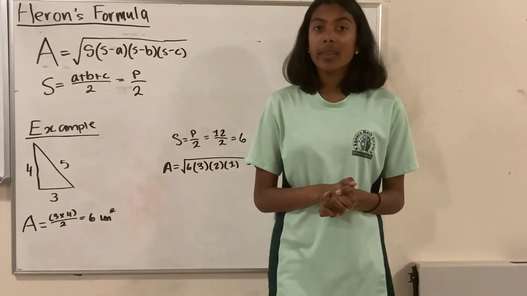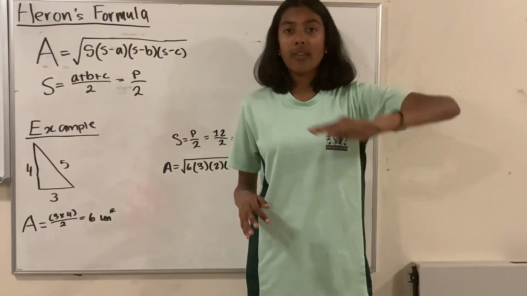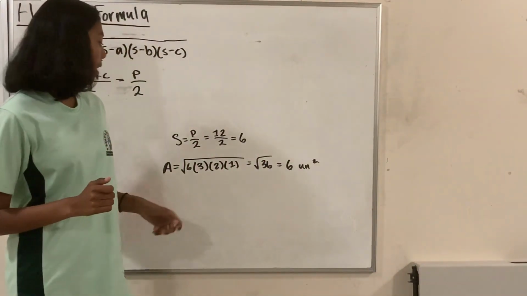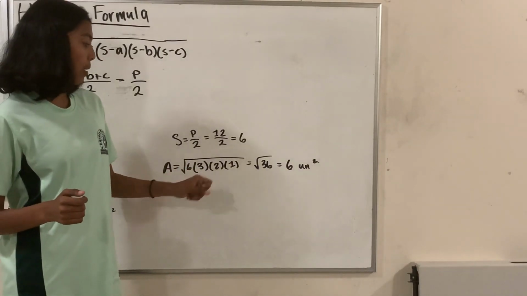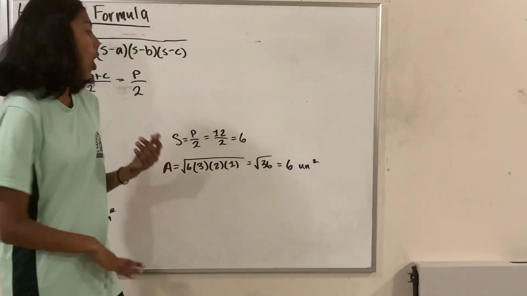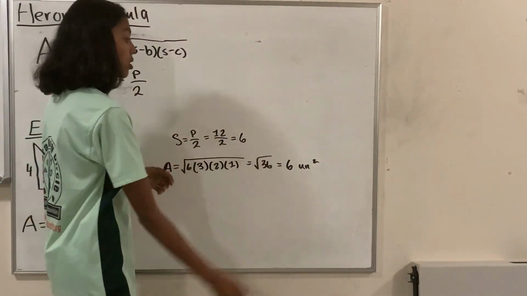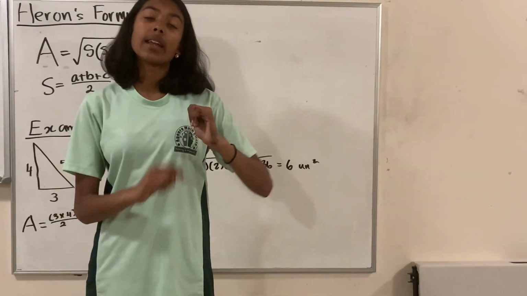If we use Heron's formula, we figure out that S is 6 because it's 12 divided by 2, which is 6. And then we plug it in. So we have 6 times 3, 6 minus 3, times 2, which is 6 minus 4, times 1, which is 6 minus 5. So all of this gives you the square root of 36, which is also 6 units squared. And they're the same, so this shows that it works.